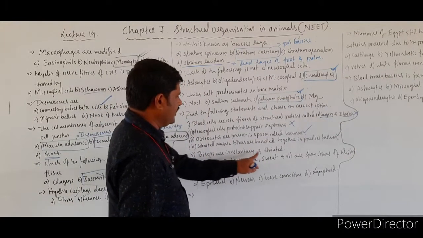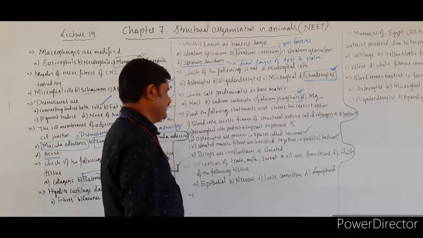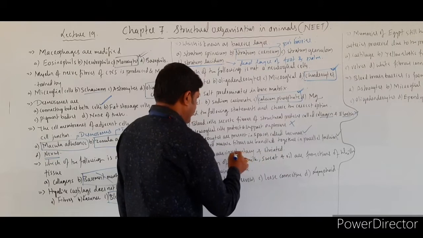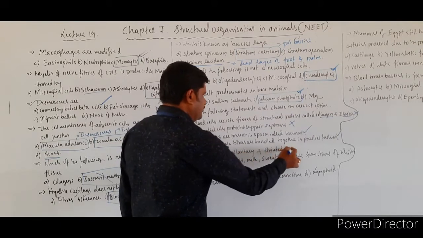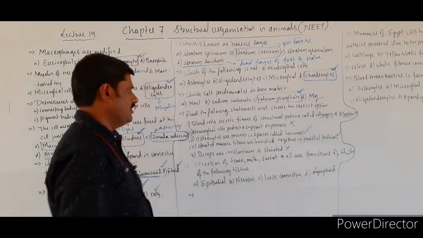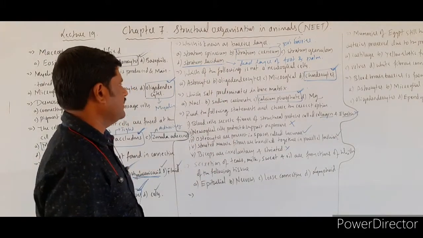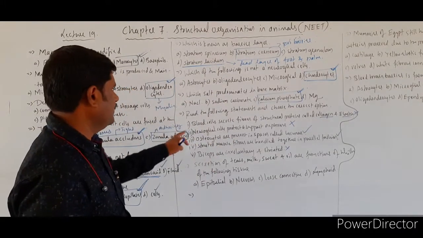Biceps are involuntary and striated, he is saying. So they are not involuntary, they are voluntary in nature. That's why this statement is also a wrong one, right? So then how many are wrong, how many are correct? So let us see here.